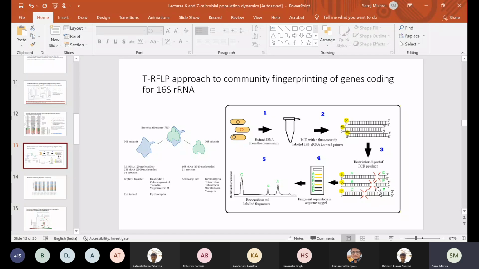So this heterogeneity in the length of the fluorescently labeled bands will give you an idea of how many different types of bacteria are present. In this case, it is an indication that when you started, there were 3 different types of bacteria in the community. If you get 3 different fluorescently labeled bands, they are indicative of 3 different members in this community.